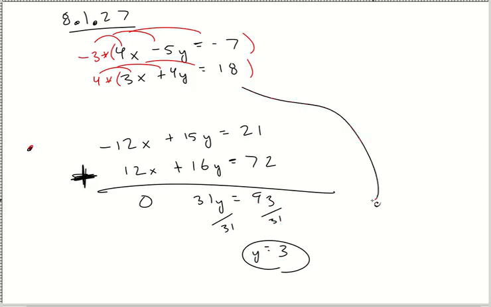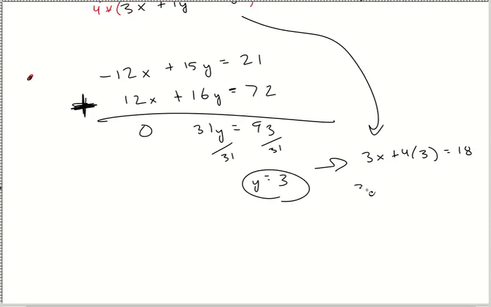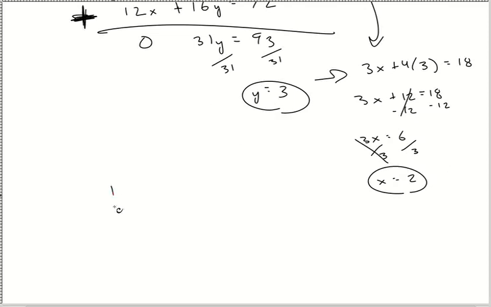Top or bottom, I'll take the bottom this time, I guess. I don't know. 3x plus 4 times 3 is equal to 18. 3x plus 12 is equal to 18 minus the 12s. 3x is equal to 6. Divide by the 3. X equals 2. And, of course, my final answer, 2, 3.